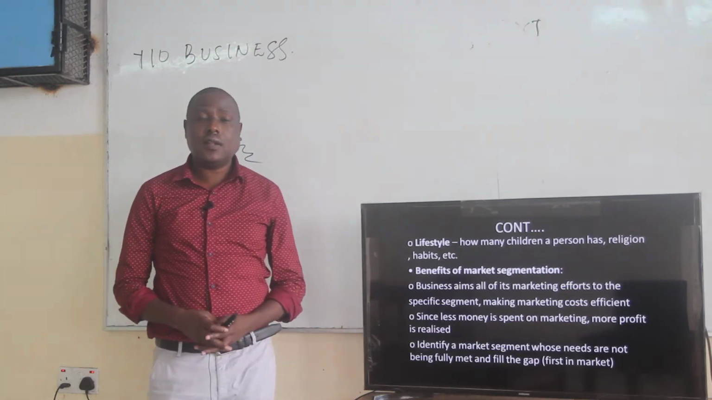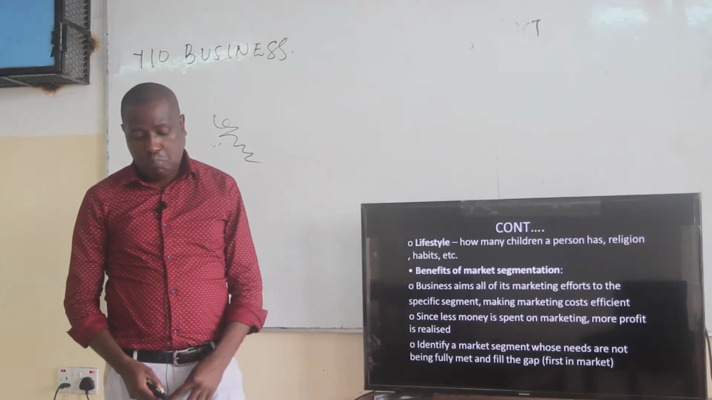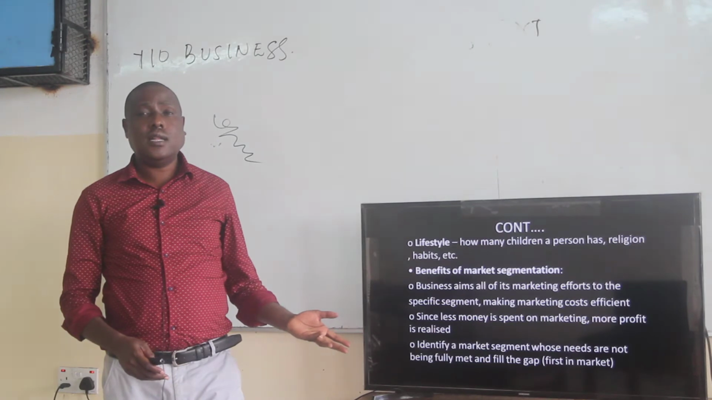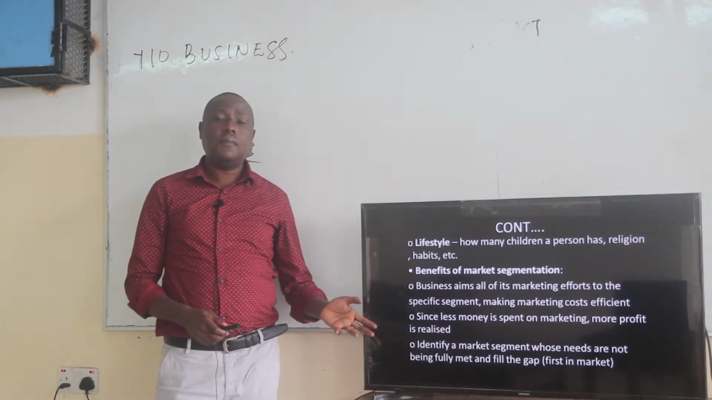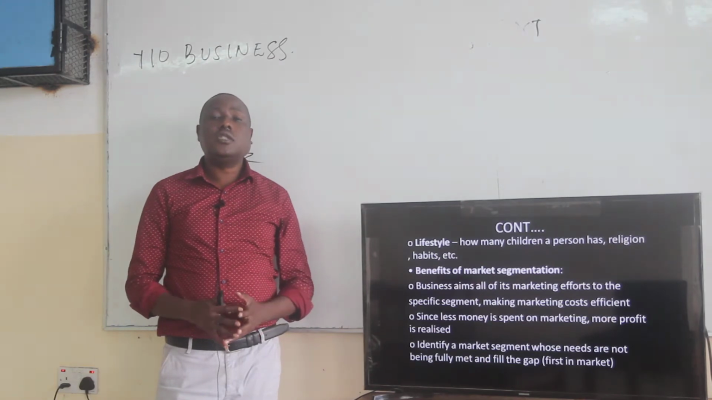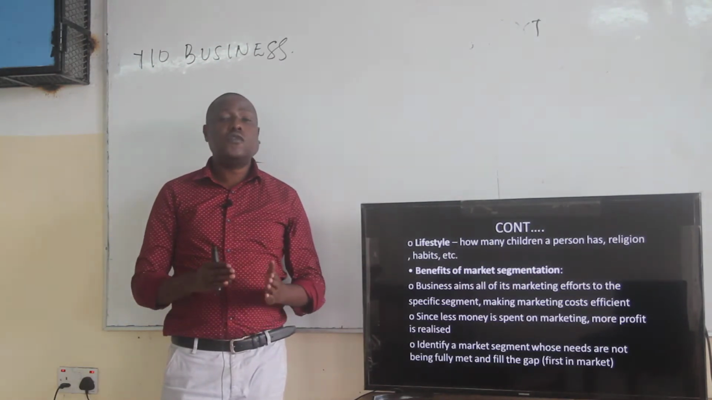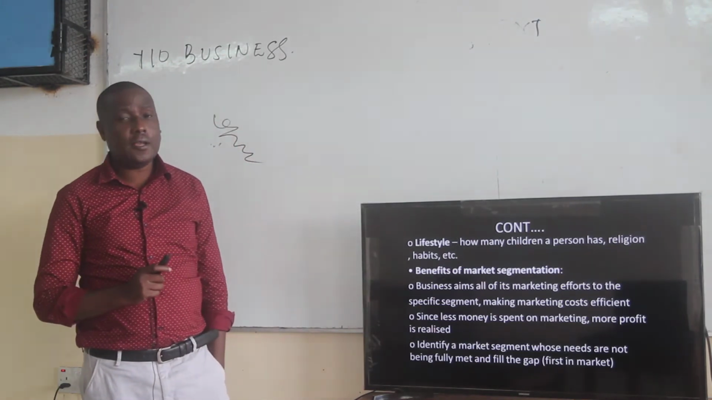That is lifestyle. So if people have many children, right? You know what that entails. If people are Muslims, you know there are commodities they don't consume, like what? Alcohol. So you have to segment so as to know what you are going to supply.